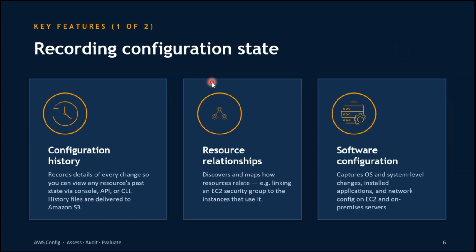Okay, so configuration history, resource relationship, software configuration. As you can note, it can leverage an agent if you have installed one within your operating system. So system-level changes, operating-system-level changes, and even the installed applications and network configuration on the EC2 systems can also be captured, provided you have the agent to get those details. But in most organizations, they might leverage the Ansible tool, because it provides a lot of additional visibility as well as remediation.